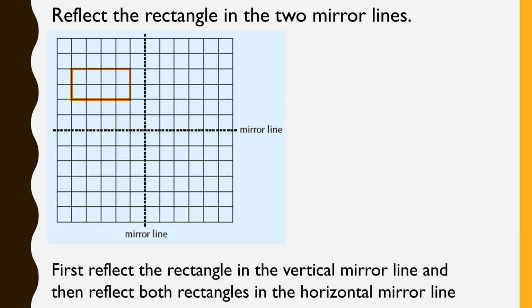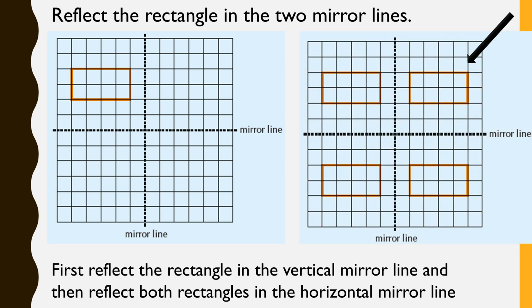So let's take a look at this. It says reflect the rectangle in the 2 mirror lines. We have 2 mirror lines, the vertical line and the horizontal line. So first, reflect the rectangle in the vertical mirror line. This is what you get. Then you reflect both rectangles in the horizontal mirror line, that is both rectangles above the mirror line. We have 2 rectangles above the mirror line, then we have this.